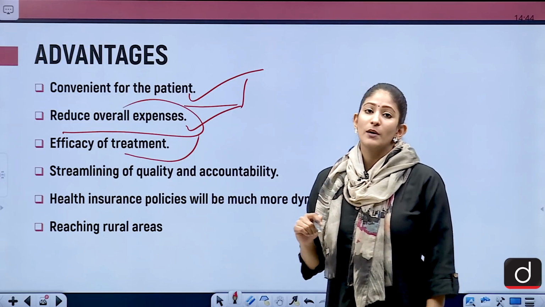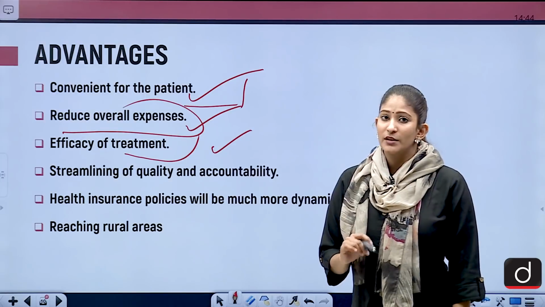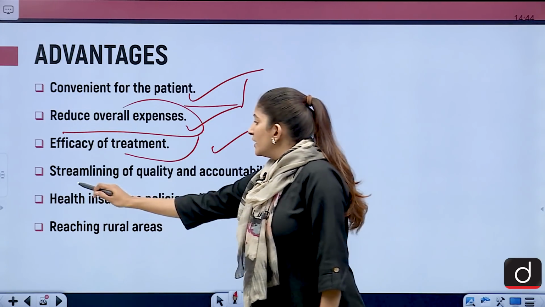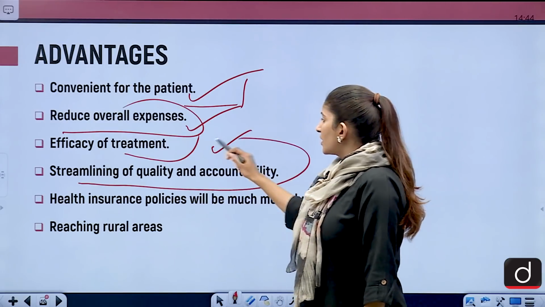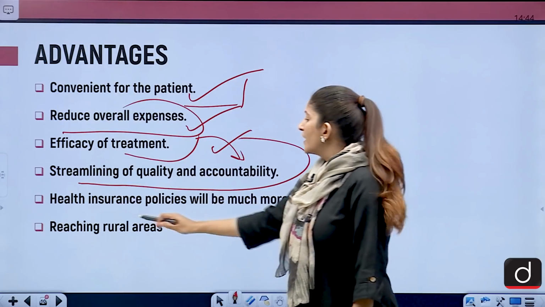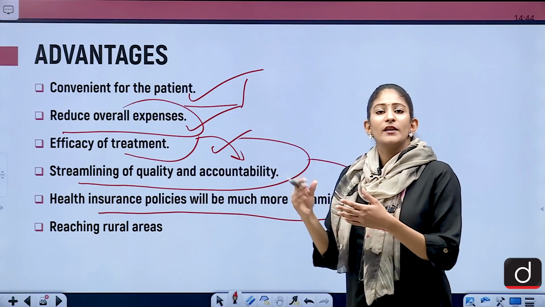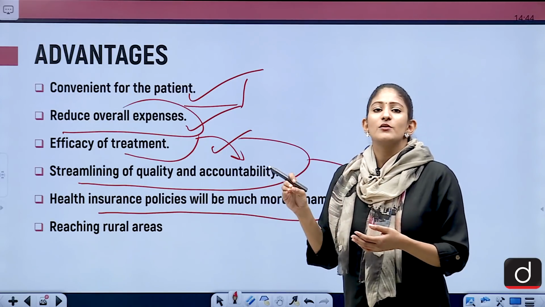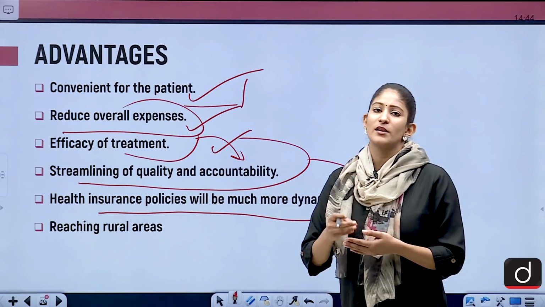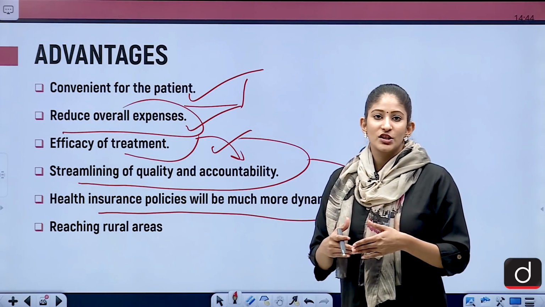So it will also increase the efficacy of treatment as well as accountability on the parts of health facilities and doctors. Also, it will streamline the quality and accountability. Now, this is an offshoot of this particular advantage. And health insurance policies, because all the other proper institutions related to the health infrastructure such as pharmacies, laboratories, health insurance agencies, every agency will be included under National Digital Health Mission.